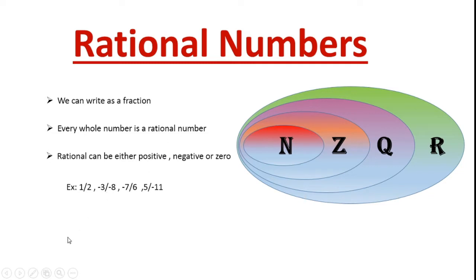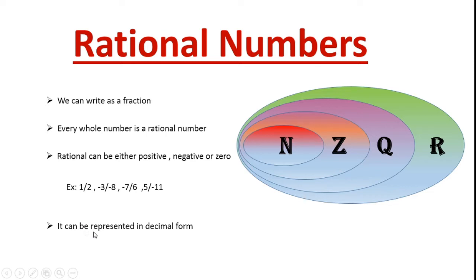We can say that a rational number is negative if the numerator and denominator are of the opposite sign. See the example here, minus 7 by 6. The numerator is negative, the denominator is positive. So this has the opposite sign, so it is a negative rational. The next, 5 by minus 11. The numerator is positive, the denominator is negative. Both have the opposite sign, so it is a negative rational.